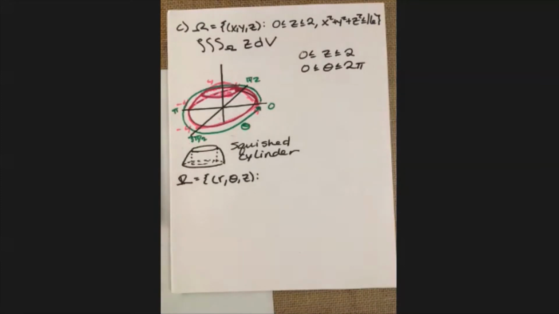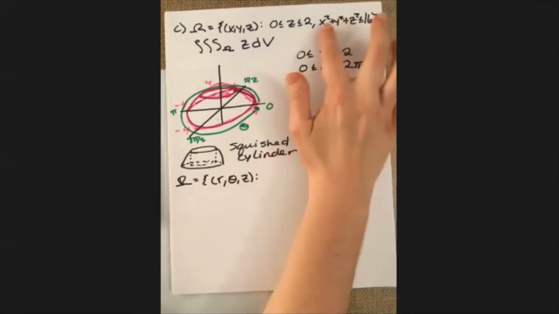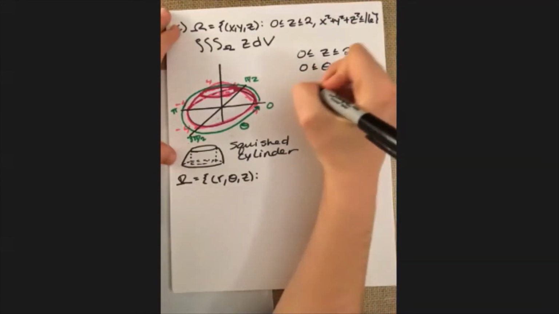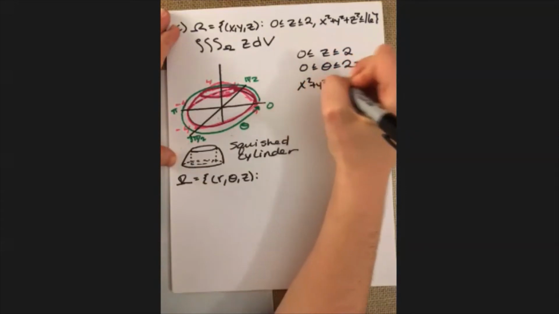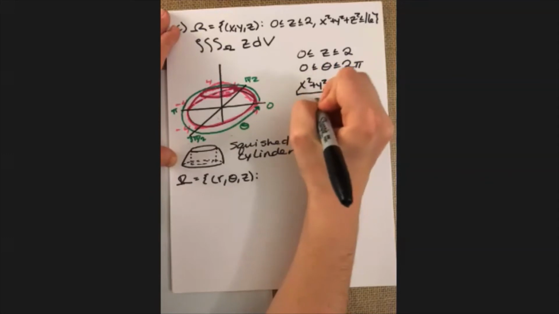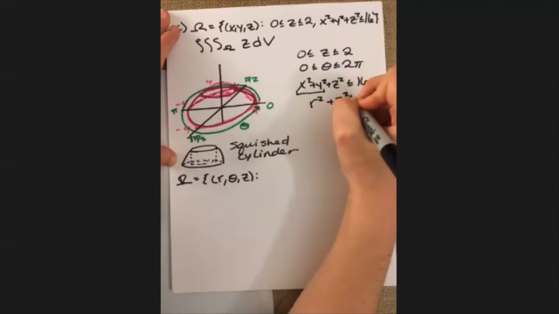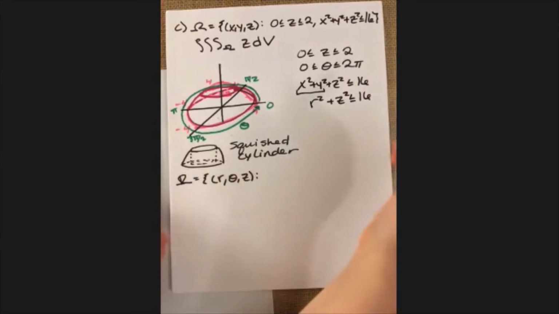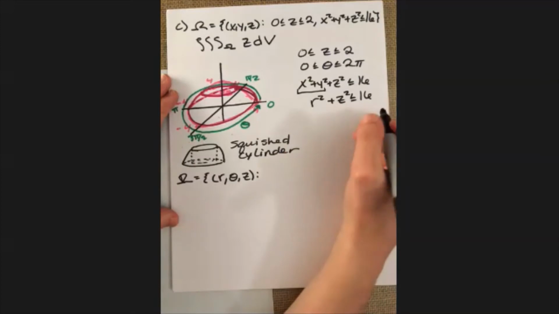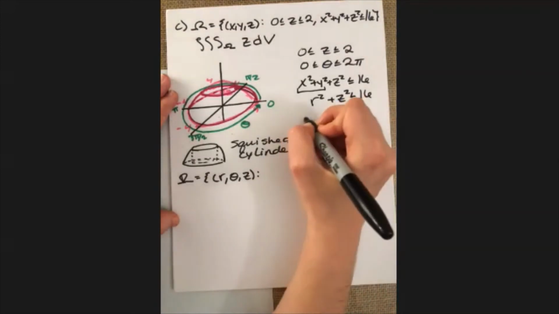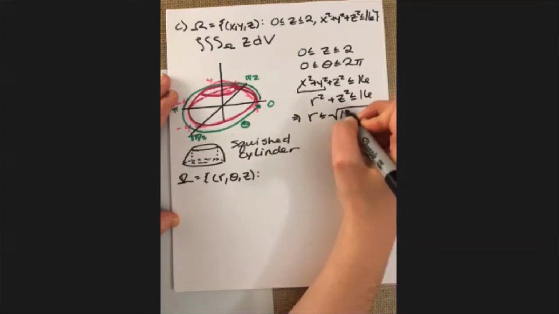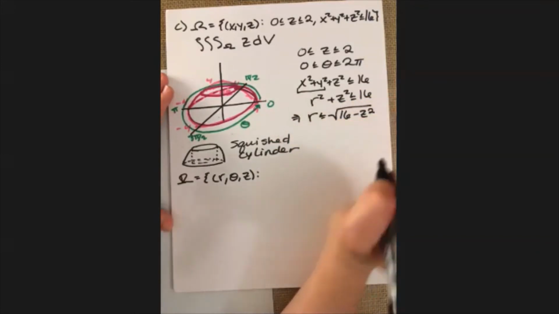Now, the tricky part becomes, what do we want to do with r? Well, we still have one more piece of information that we haven't used: x squared plus y squared plus z squared is less than or equal to 16. This piece right here can become r squared. So we have r squared plus z squared is less than or equal to 16. Since cylindrical coordinates allow z to be part of the coordinate system, it's okay to have z right here. We don't have to worry about eliminating z. What we're going to get is that r has to be less than or equal to the square root of 16 minus z squared.